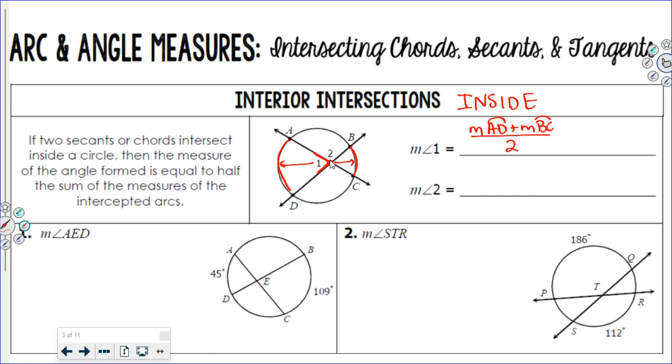Or on the flip side, if you're looking at angle 2, if you're there looking here, that's going to be arc AB. And if you're looking directly behind you, it's going to be arc BC. So we have the measure of arc AB plus the measure of arc BC divided by 2. Again, it's the average of those two.